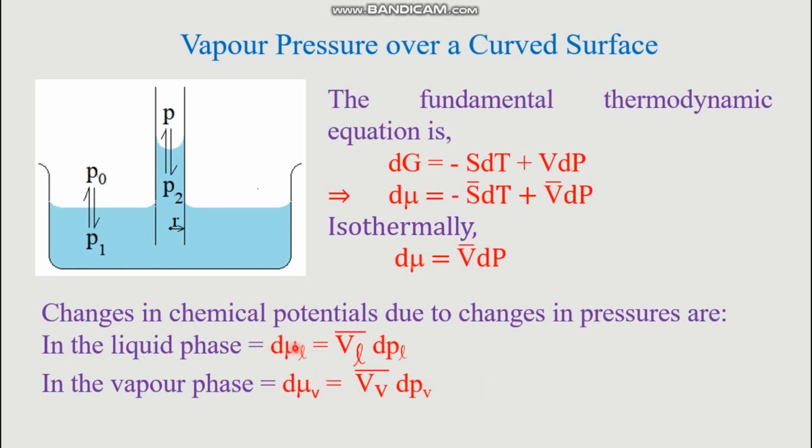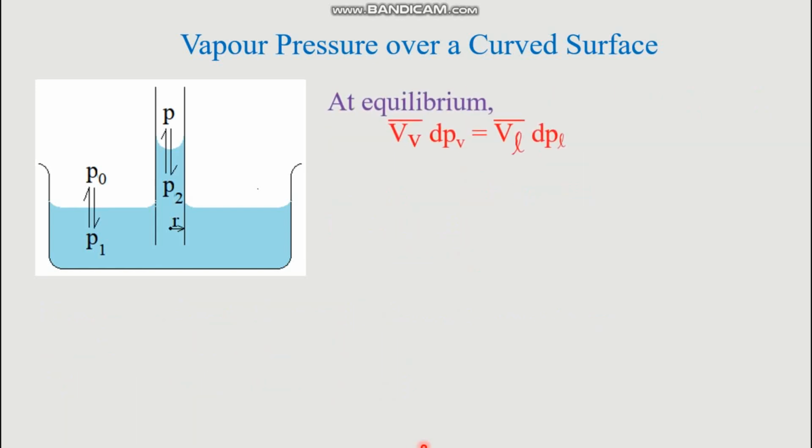And at equilibrium these two must be equal, and hence the right hand sides would also be equal. Therefore at equilibrium the right hand sides of the previous two equations are equal. That means the molar volume of the vapor into the change in the pressure of the vapor equals the molar volume of the liquid into the change in the pressure of the liquid. V bar V dPV equals V bar L dPL.